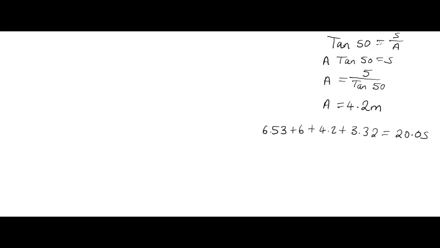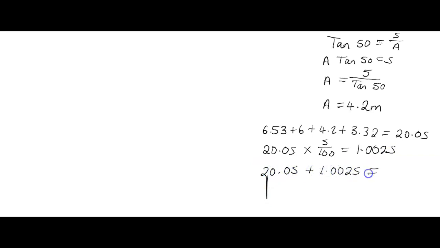So again, that's the amount of timber I need to do the frame, but I need to allow for 5% wastage. So I need to find 5% of this. So 20.05 multiplied by 5 over 100, and I get a total of 1.0025. So if I add that on to the timber that I need, so 20.05 plus 1.0025, that gives me, when I round it up, 21.05 meters is what I need.